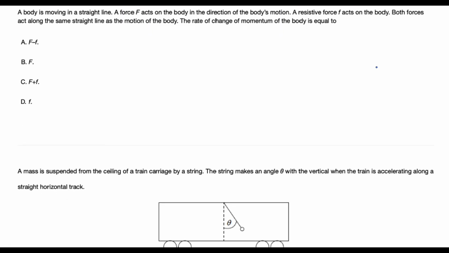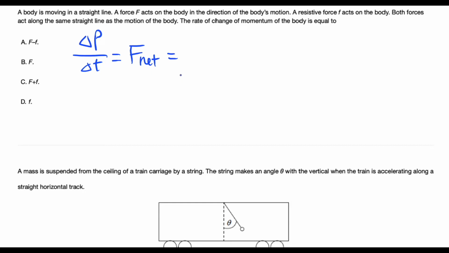A body is moving in a straight line. A force F acts on the body in the direction of the body's motion. A resistive force f acts on the body. Both forces act along the same straight line as the motion of the body. The rate of change in momentum of the body is equal to y. So rate of change of momentum is equal to net force acting on the body.